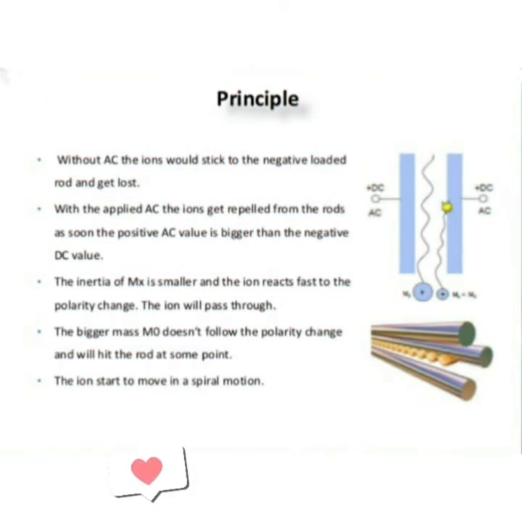What is the work of the quadrupole? Without AC, the ions would stick to the negatively charged rod and get lost. With the applied AC, the ions get repelled from the rods, and as soon as the positive AC value is bigger than the negative DC value, the inertia of the light mass is smaller and the ion reacts fast to the polarity charge. The ion will pass through.